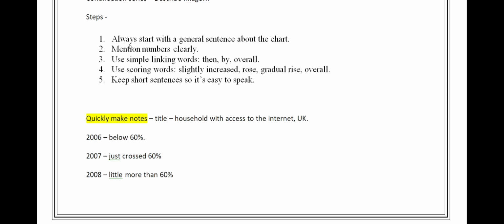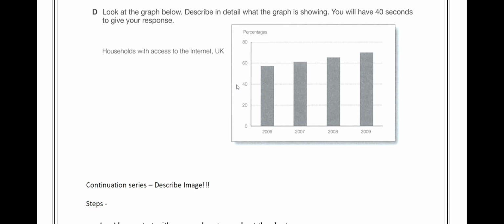Like we have discussed in our last class, always start with a general statement about the chart. Mention the numbers clearly. Use some simple linking words like then, by, overall. Use some scoring words like slightly increased, rose, which is the past tense of rise, gradual rise, and overall. Keep your sentences very simple and easy to speak. Don't hesitate. You have come to the PTE examination because you felt that it was easy. So make it a scoring examination.